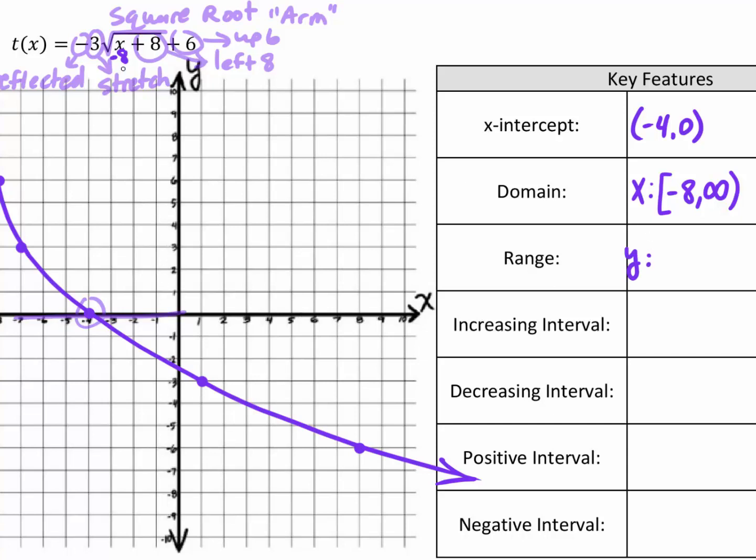Because it's going down forever, because it's reflected, it will continue that way. So from -infinity, it keeps going, keeps going, keeps going. But we hit this natural cap here at this height of 6. So 6 is the highest answer that I will ever get out of this. And that happens actually when -8 plus 8 is used, making 0.